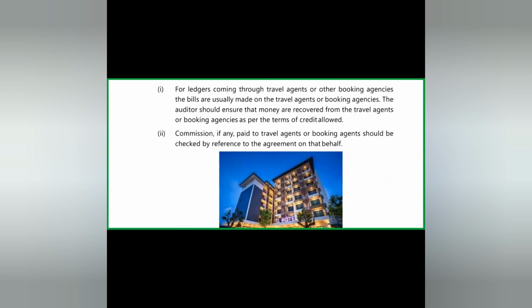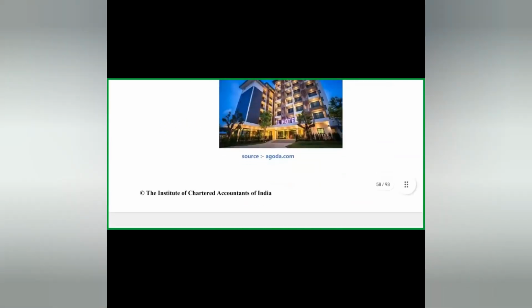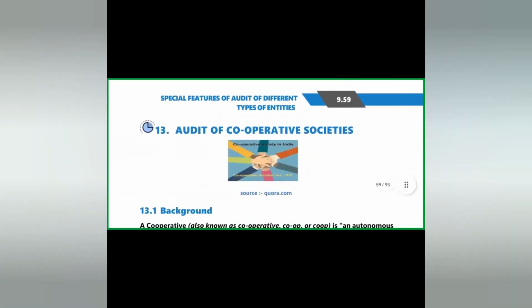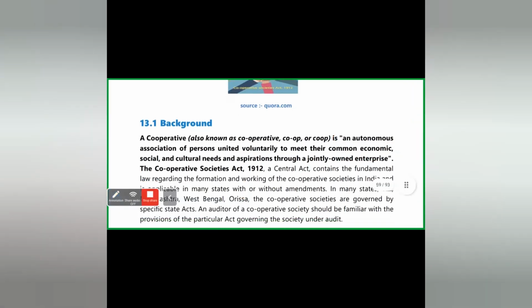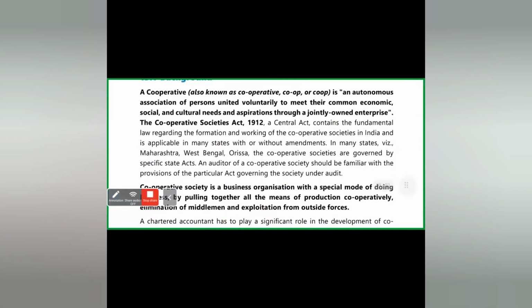We'll come to the next important part, that is audit of cooperative societies. Now, in the audit of cooperative societies, what is a cooperative society? A cooperative society basically is an autonomous, that is, independent association of persons which are united voluntarily to meet their common economic, social, and cultural needs and aspirations through a jointly owned enterprise. It is registered under the Cooperative Societies Act 1912.